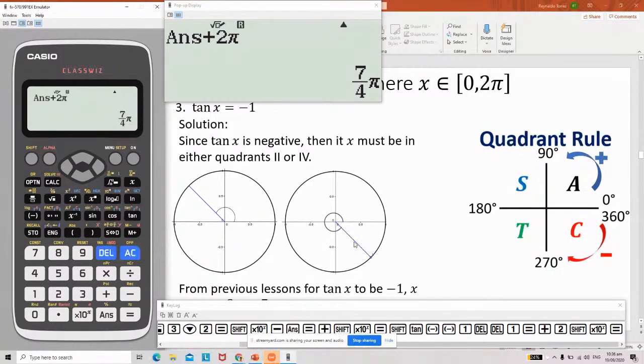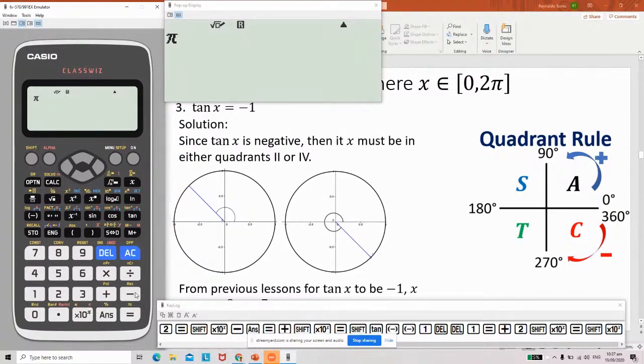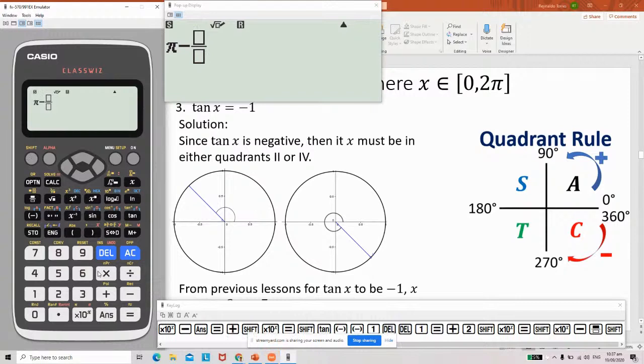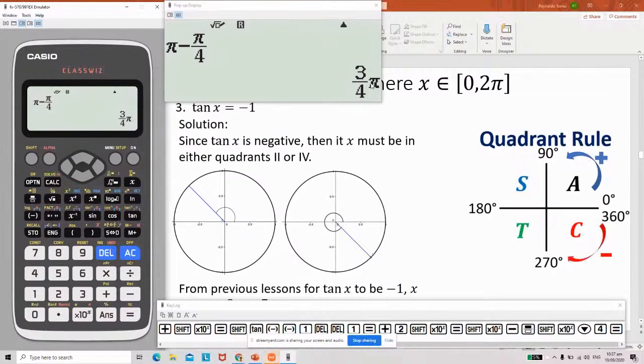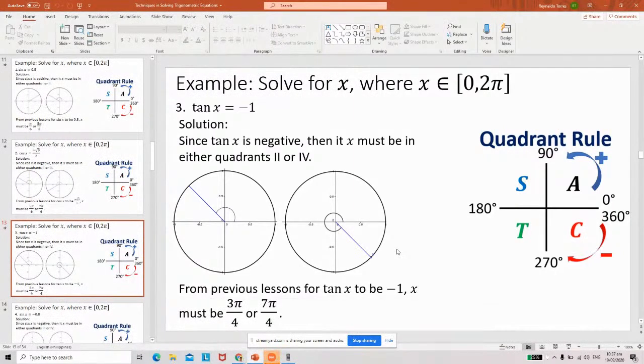Now, sir, paano na naman makukuha yung nasa second quadrant? Kung ito po pala ay pi over 4 or 1/4 pi, ibig sabihin, ito yung reference angle. Para makuha namin itong angle na ito, which is in the second quadrant, we need to subtract the reference angle kay pi. So, shift, and then pi minus pi over 4. Alright, so you have 3 pi over 4 or 3/4 pi, which is the solution to our equation.